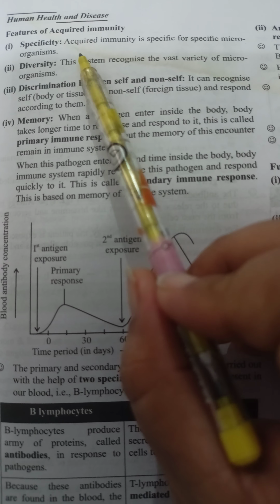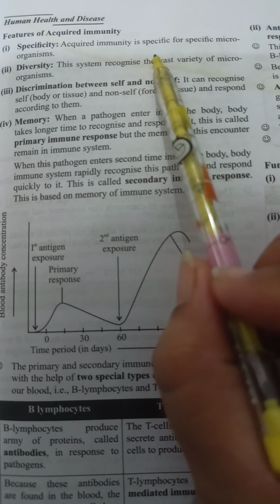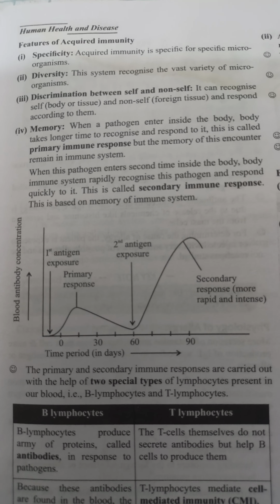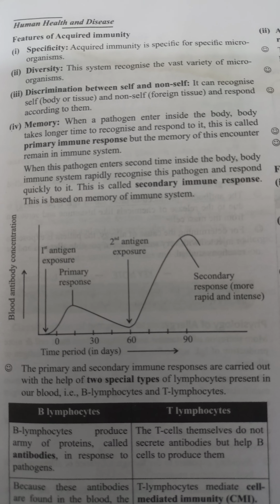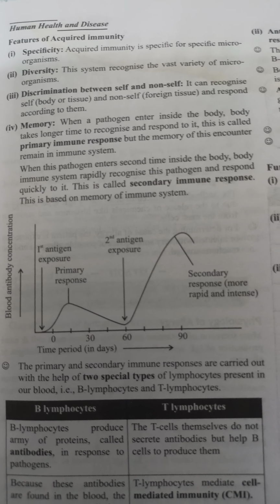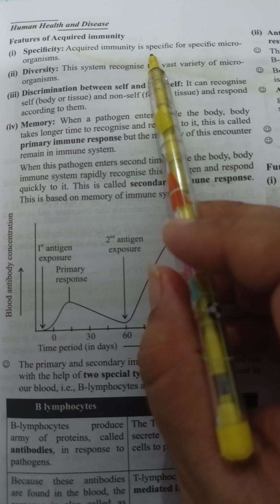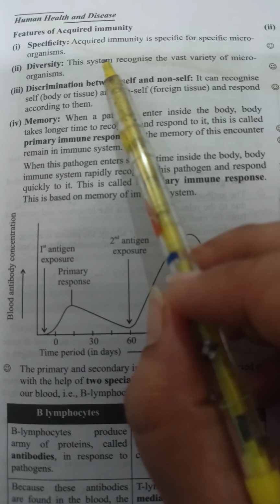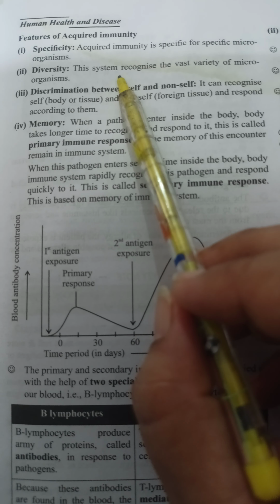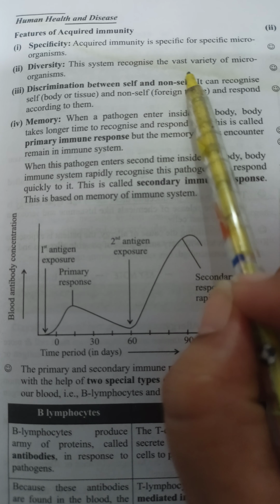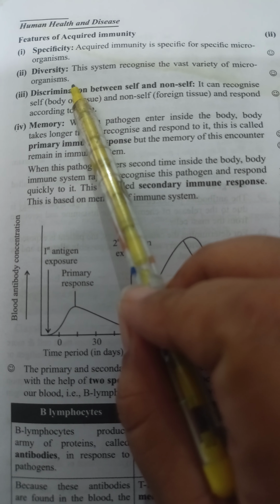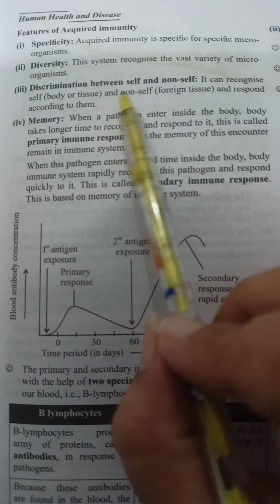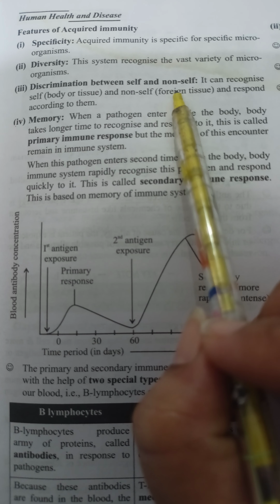What is specificity? Acquired immunity is generally specific for a specific microorganism; it will not work for any other microorganism. If the polio vaccine is taken, then it will work only on the polio virus, not on any other virus. Diversity. So there is a system inside our body which can recognize the vast variety of microorganisms that can enter inside our body. Discrimination between self and non-self.